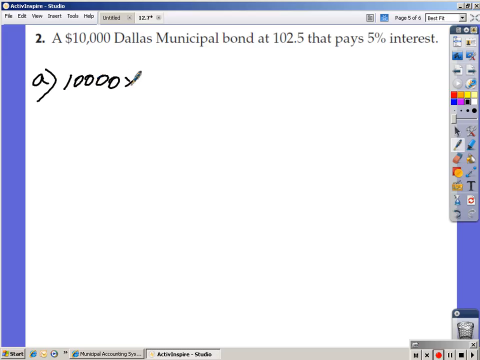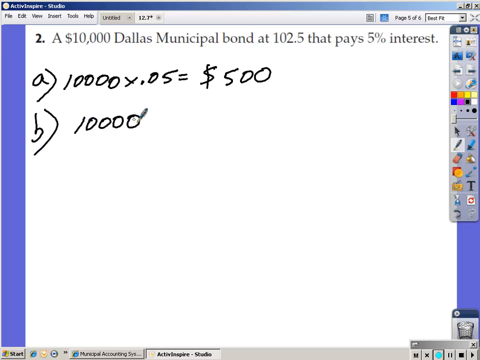10,000 times 0.05. That gives me interest of $500. Okay. Part B wants us to find the cost of the bond. 10,000 times 1.025. Okay. That is $10,250.